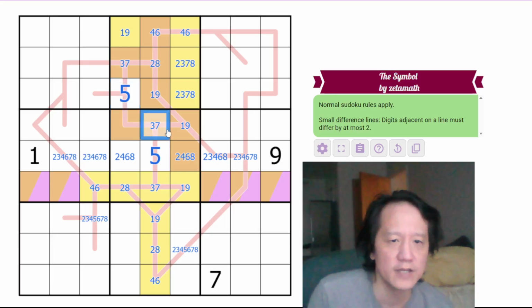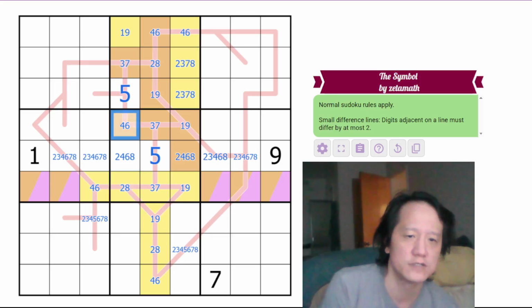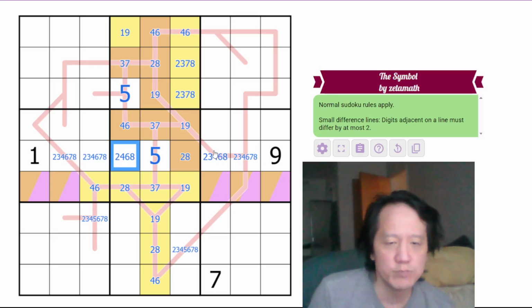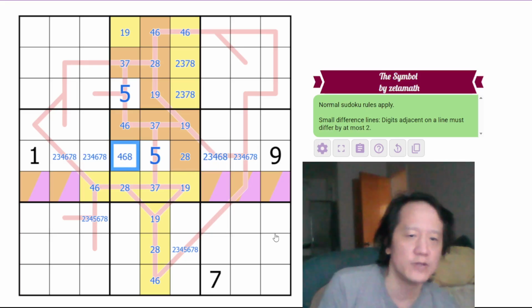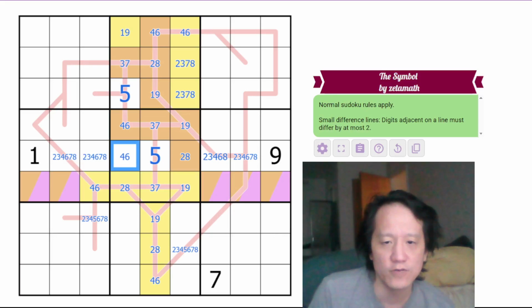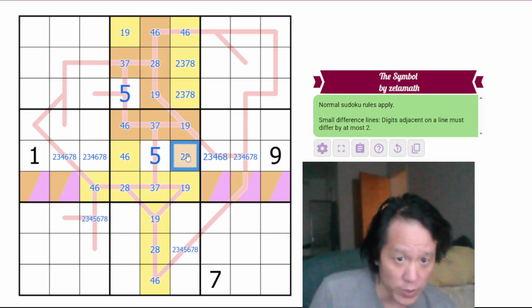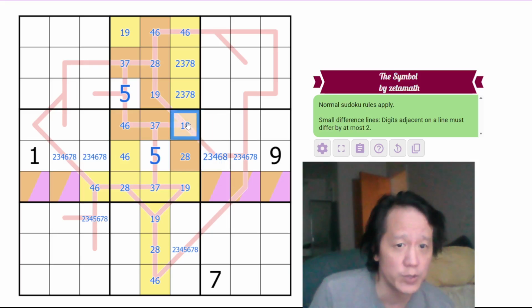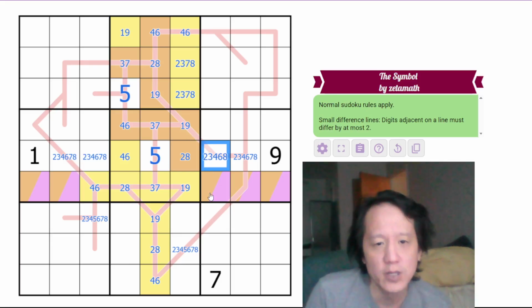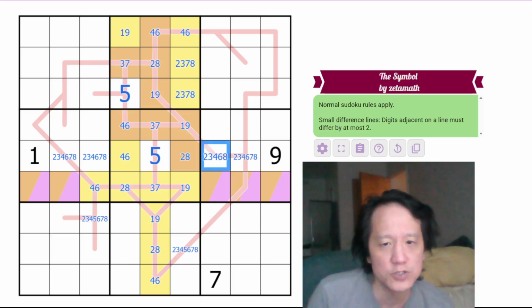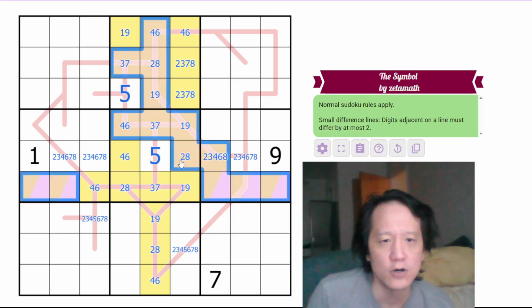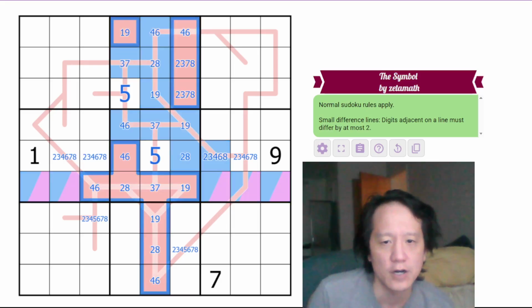And 5 cannot be next to the orange 2, 8, so it must be next to the orange 4, 6. Therefore, this is the yellow orange 2, 8, which means this cannot be the 2, 8. This has to be the yellow 4, 6. This orange 2, 8 means this cannot be orange 2, 8 here. So this has to be the orange 3, 7. But this can't be 7, so this must be 3. So all the oranges are low, and all the yellows are high.